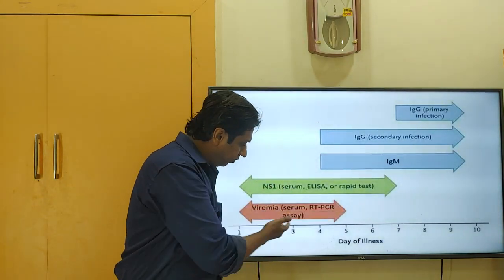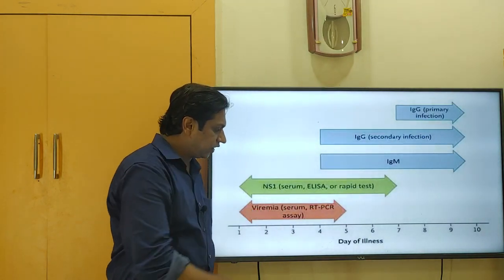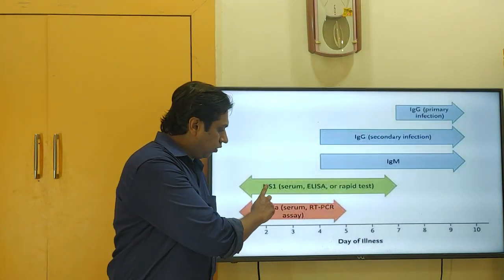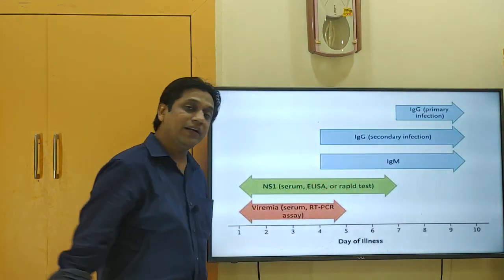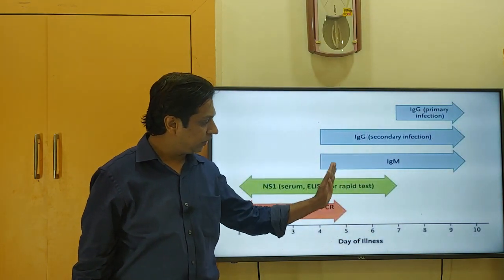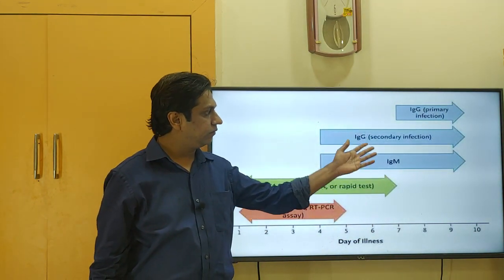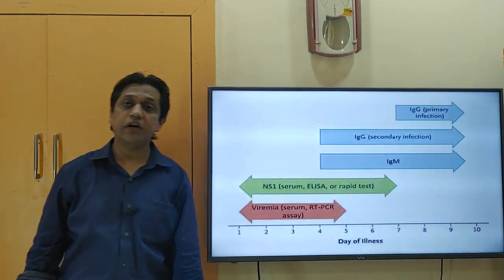So in the first 5 days you can see viremia can be seen, which can be detected in the serum by RT-PCR assay, or non-structural protein 1 which can be detected in the serum by the ELISA or rapid tests, from 1 to 7 days. Then the antibodies will appear typically after 5 to 7 days, IgM, then IgG in the secondary infection, and IgG of the primary infection will appear after 7 to 8 days.